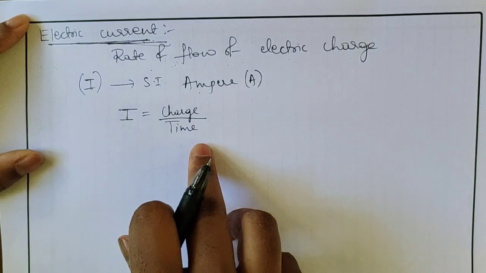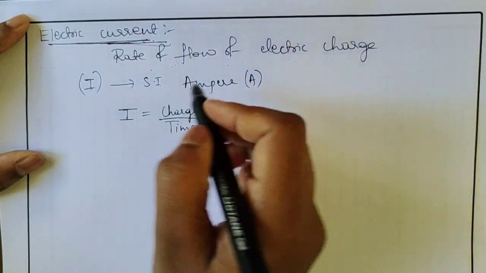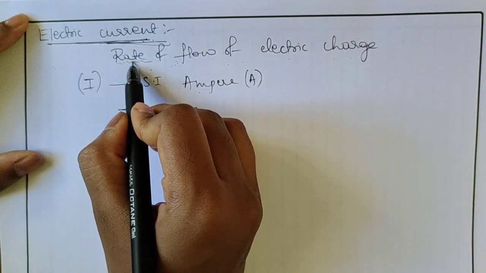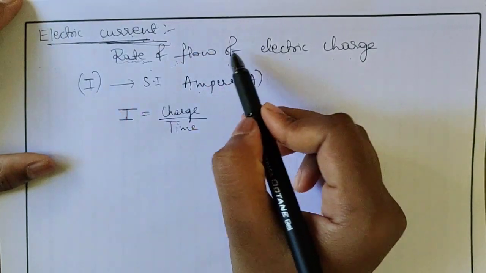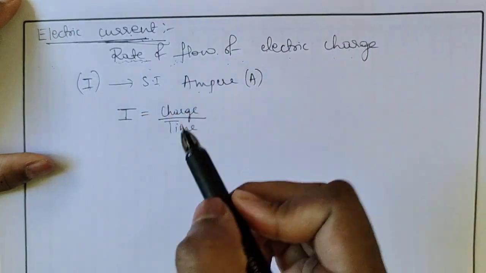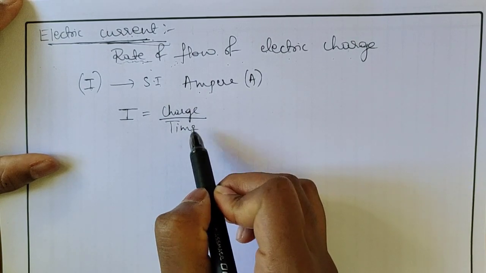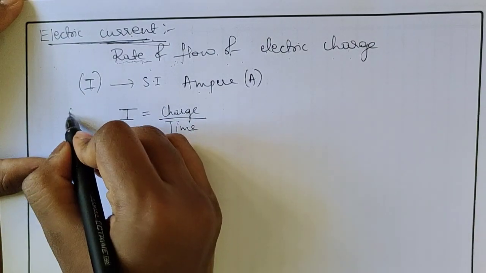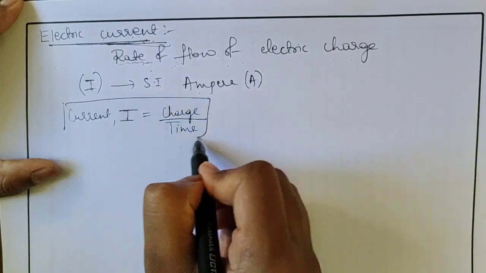Now how will we write this formula? Formulas are always constructed based on the definition. Rate is nothing but which indicates the time. So listen here, electric current is nothing but flow of electric charge with respect to some time. So the formula should be charge divided by time. Now this is what? Current. So this is the formula.